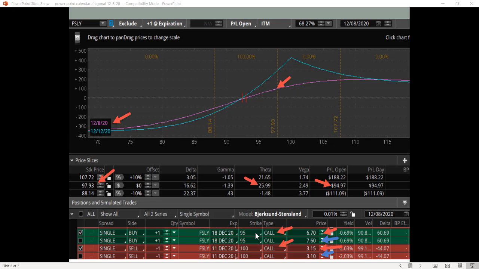The actual setup was buying the 18 December 95 call, which we picked up this morning at $670, and at the same time selling the 11 December 100 call for $315. That's your $355 debit cost, and it went out today at $760. You can see the 95 call went up in value, its implied volatility actually went up, and the 100 short call we sold for the 11 December went down in value. That's the perfect scenario with this type of trade.